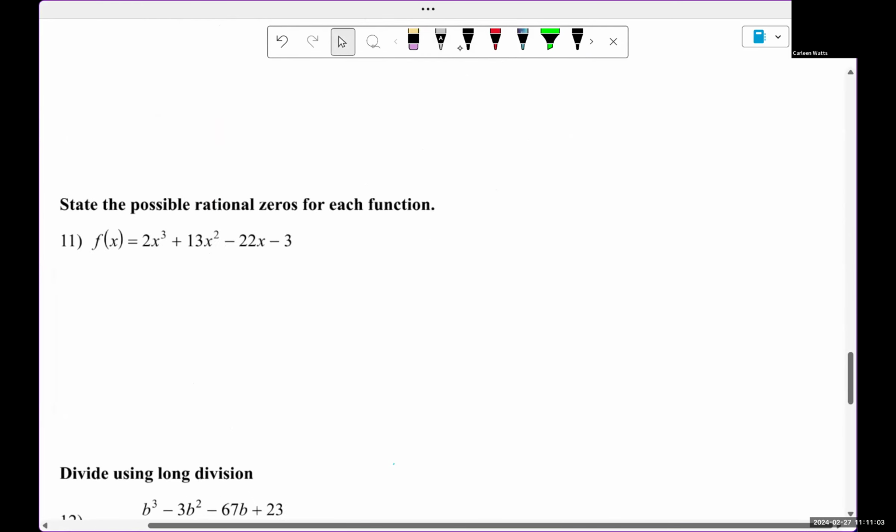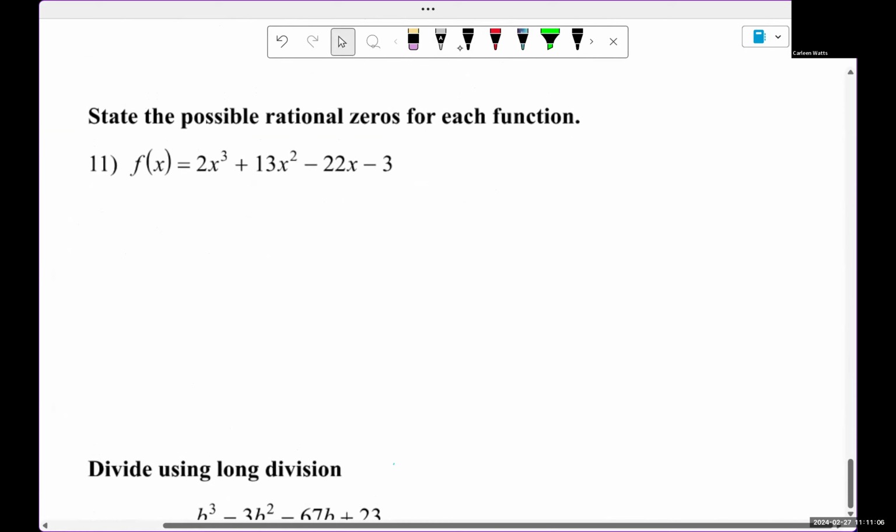Okay, moving on. Number 11. State the possible rational zeros. Okay, this is multiple choice, so let's get some help, right? When you come in to take the test. But possible rational zeros, I don't even know where to start.